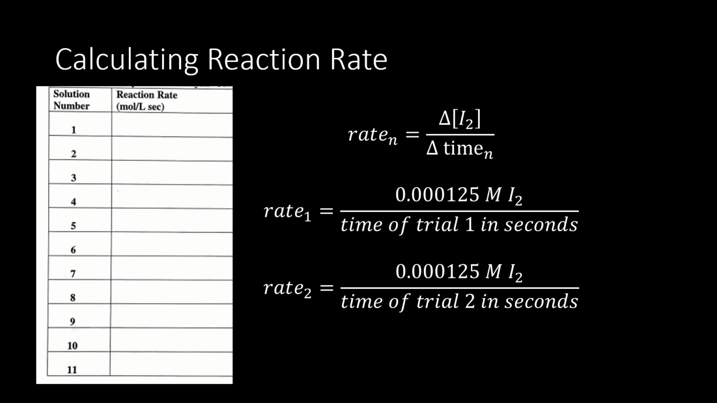So essentially, our numerator for our rate is the same for every solution. It's just that for our time trial, it will vary by the amount of seconds it takes for that trial to occur. So the only thing changing is the denominator of our rate.